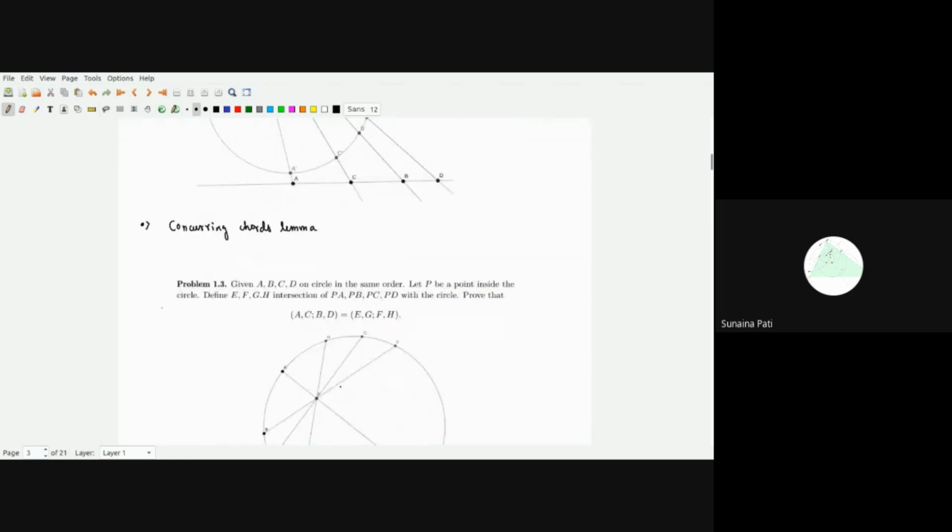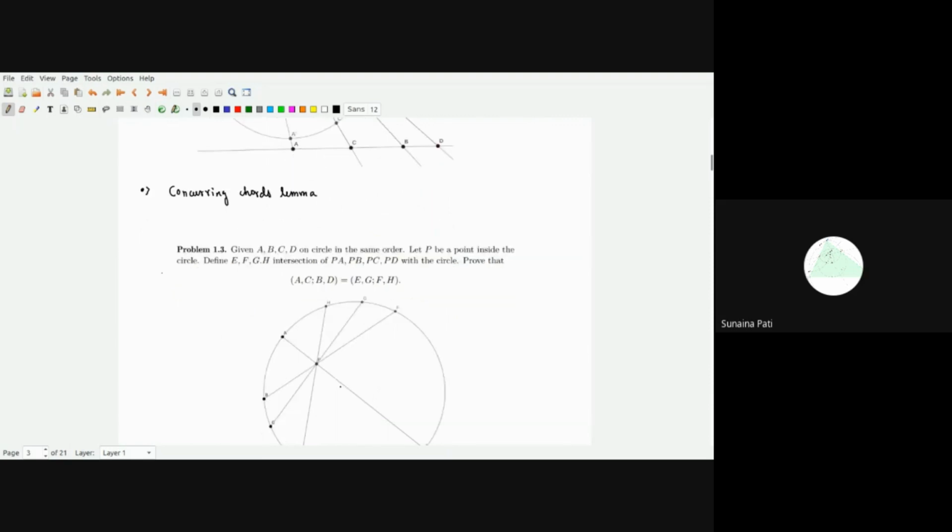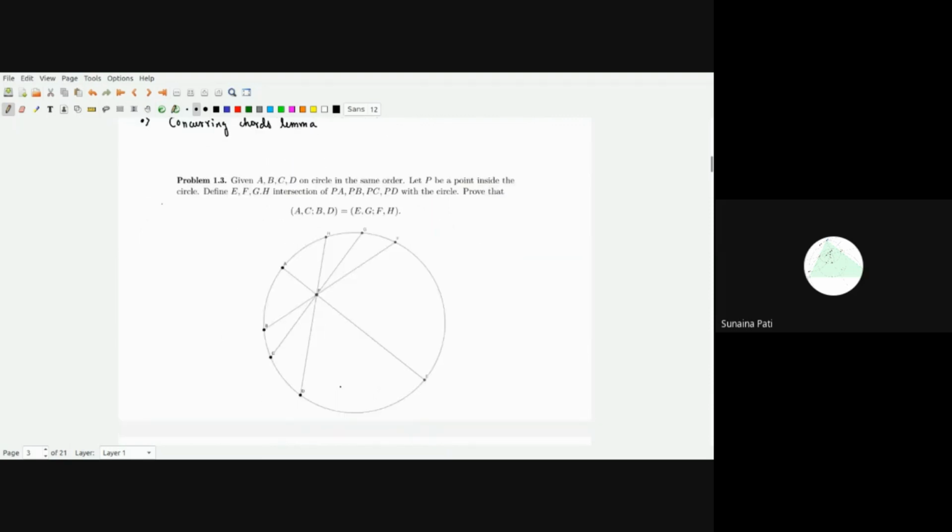After this, we did the concurring chords lemma, which is one of the best lemmas. The proof is one of the most beautiful proofs. Okay, I'm definitely exaggerating, but it's definitely a very nice lemma. So do remember it.